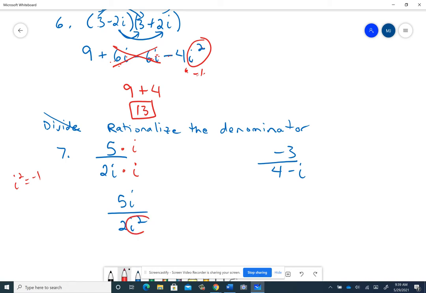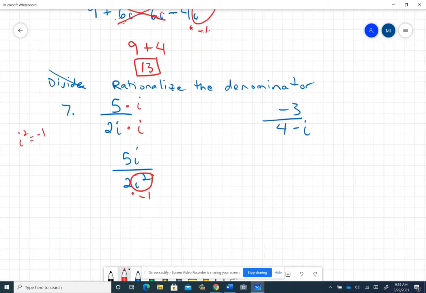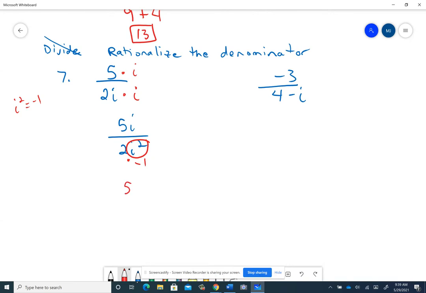And see, the i squared we recognize as being equal to -1. So we wind up with a 5i on top. And then in the denominator, we really just have -2. So this is just -5/2i. And it can be written -5i over 2. It can be left this way, it can be written that way, or it can be written that way.